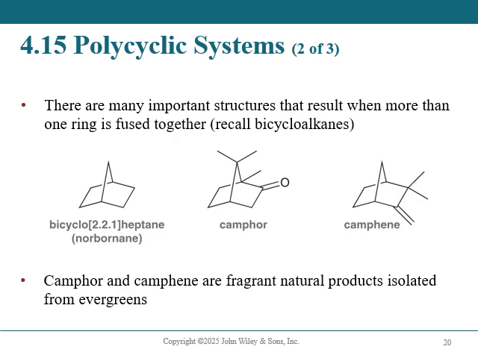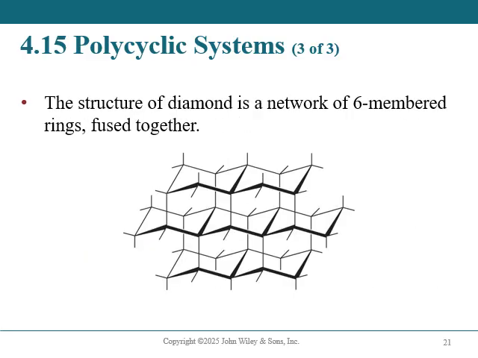There are many important structures that result when more than one ring is fused together. We have camphor, camphene, among others, right? These are fragrant products, and we use them all the time. So it's important that we know how to draw them, how to describe them in terms of their structure. And for instance, diamond will be one of the more famous polycyclic systems. This is just a network of six-membered rings, all of them fused together. And this is what that would look like.